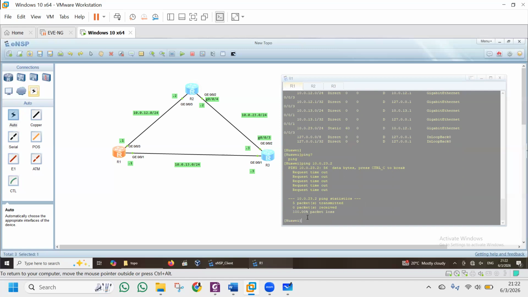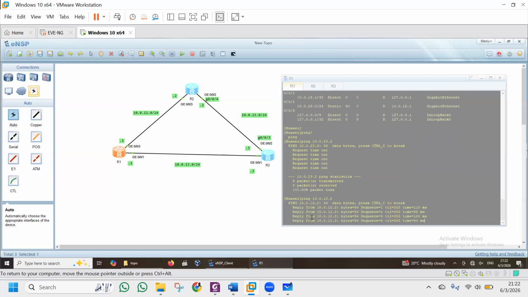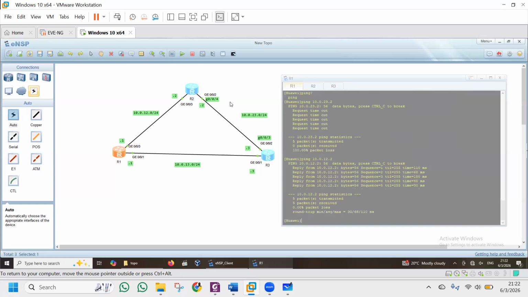Let me try to ping this one instead, 10.0.12.2. What will be the issue now? 10.0.12.2. This one is successful.